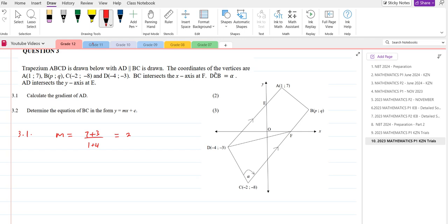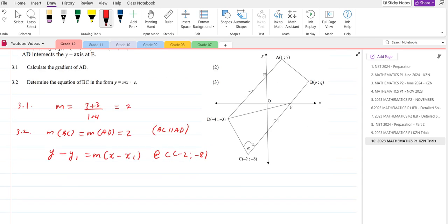Choose a point, determine the equation of BC. Now you want to find the equation of the other line, 3.2. Gradient of BC is equal to the gradient of AD, right, which is equal to 2 because BC is parallel to AD. That's my reason. Now you're going to say y minus y1 equals m into x minus x1 at the point C, because we want to find the equation of the line BC. We have the gradient, we need a point. Right, so that's your x value, that's your y value.